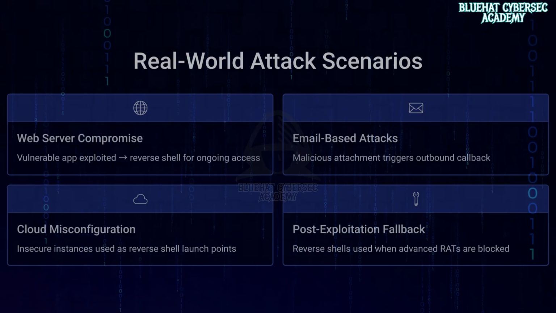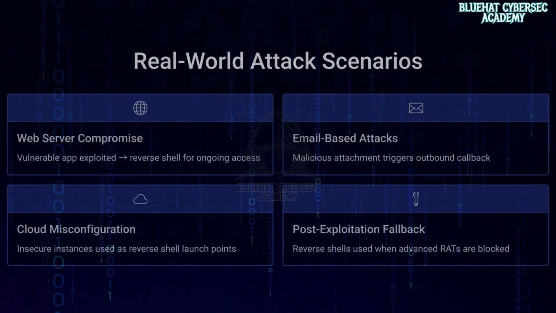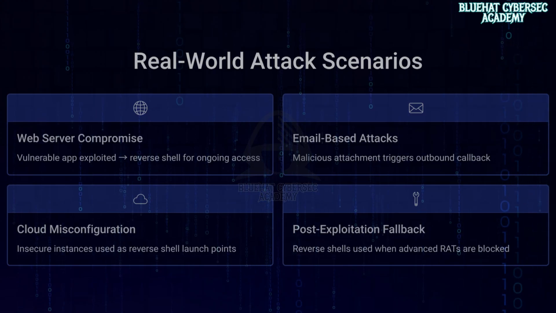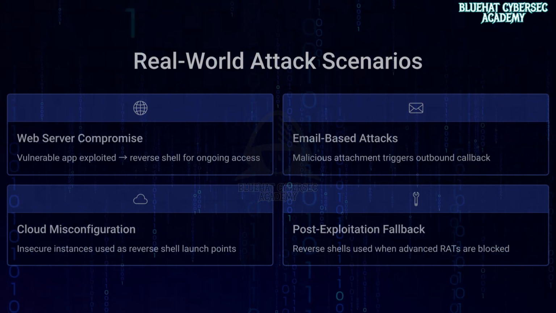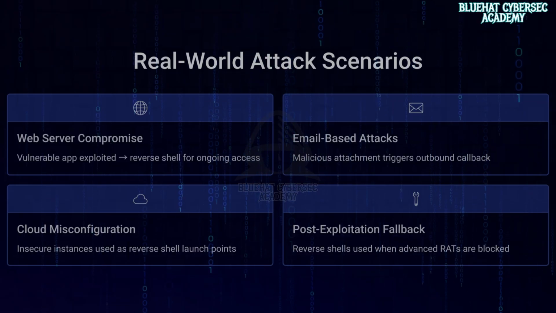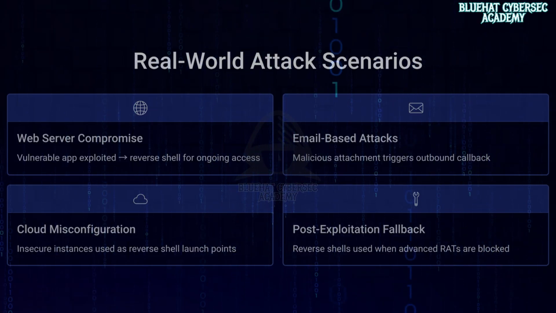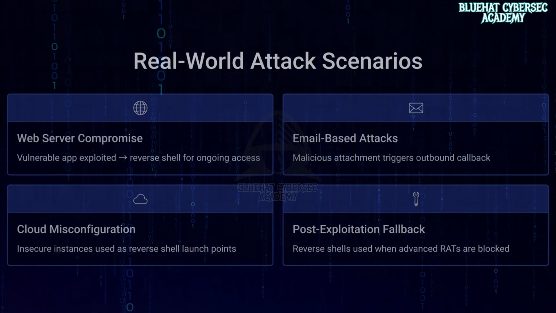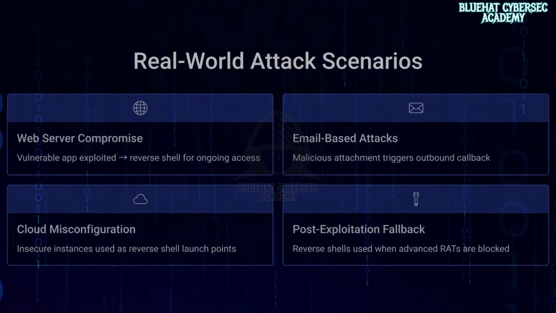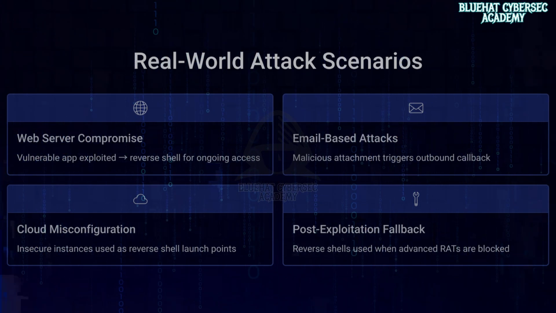In email-based attacks, a user opens a malicious attachment or script, which triggers outbound communication from their system. In cloud misconfiguration scenarios, improperly secured cloud instances are accessed and then used as launch points for reverse shells. And in post-exploitation tooling, attackers often rely on reverse shells as a fallback when more advanced remote access tools fail or are blocked.